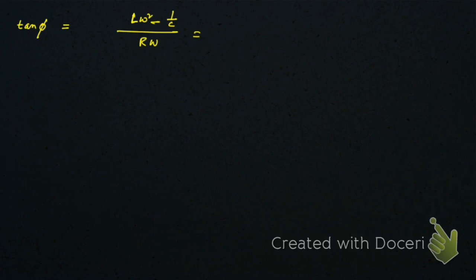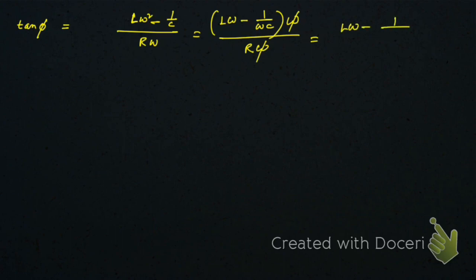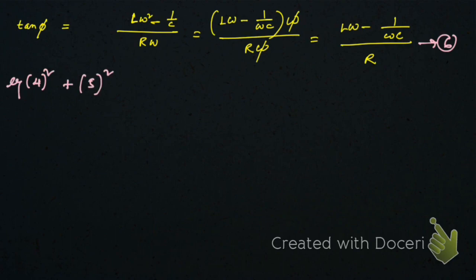Then let us take omega common from both terms of the numerator. Then what you will get is 1 by omega c, over r omega, and this omega is gone. So what we have got is L omega minus 1 by omega c, by r, right? Let it be equation number 6. Now squaring and adding equation number 4 and 5. So equation number 4 and equation number 5 are squared and added. Okay, this is the equation.